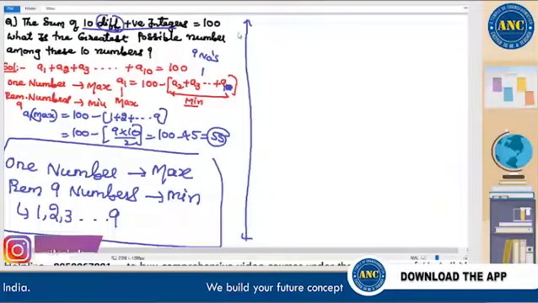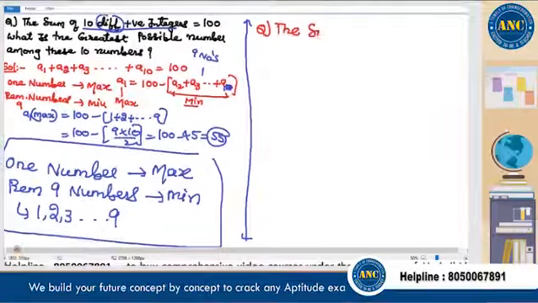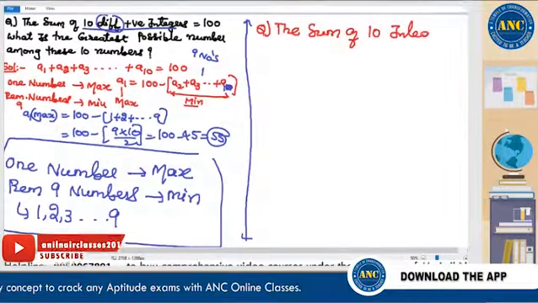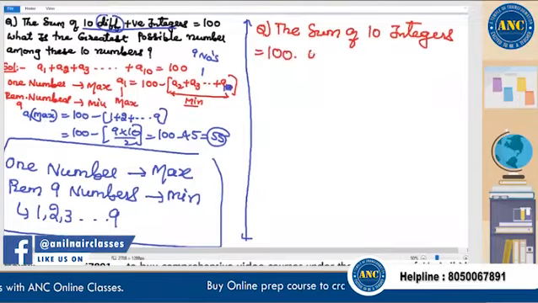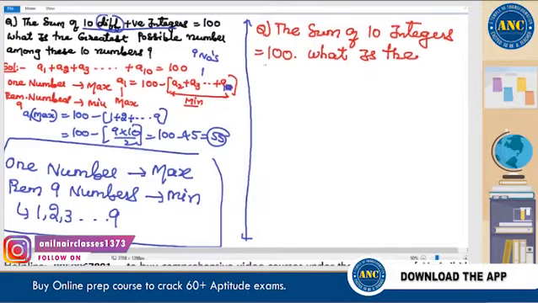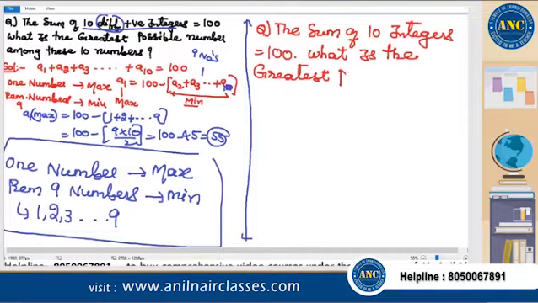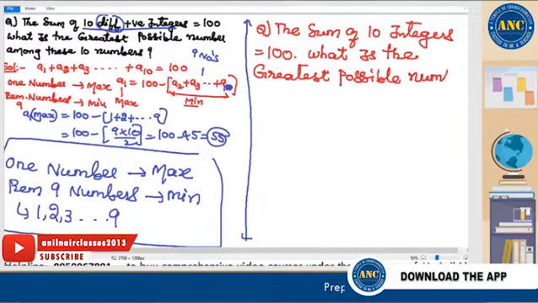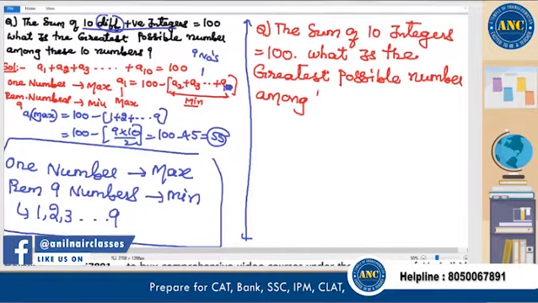Suppose if the same question is given like this, let us create one more question. Sum of 10 integers is 100. What is the greatest possible number? This could also be given. What is the greatest possible number among those 10 numbers?